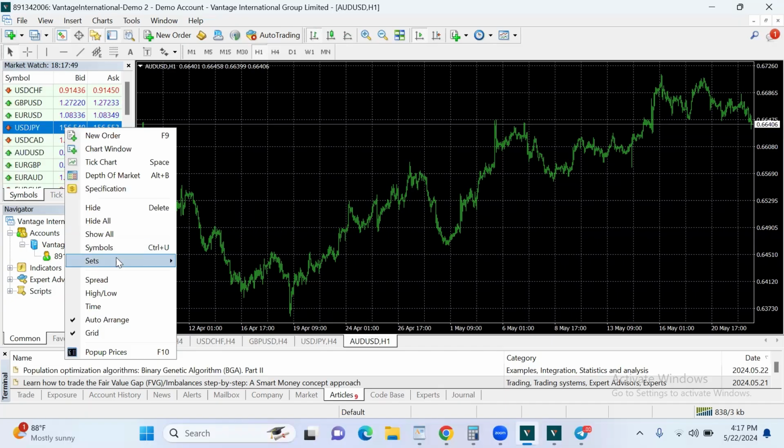You click on show all. See this? Show all. What I'm saying is that these instruments you are seeing here are a few compared to the number of instruments on the platform. So you click on show all, and you will now be able to see all the instruments available on the platform. Now you don't have to trade all of them. You can just trade the one you know how to trade or the ones you want to trade. But this is how you can show all the instruments on the chart.